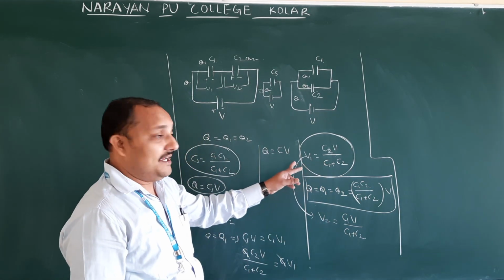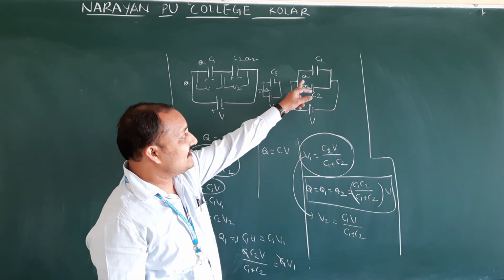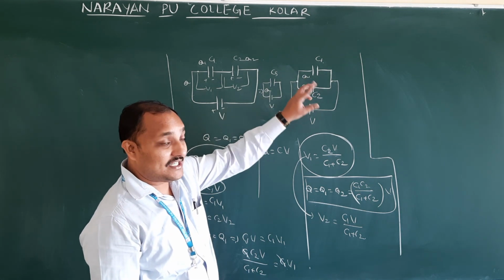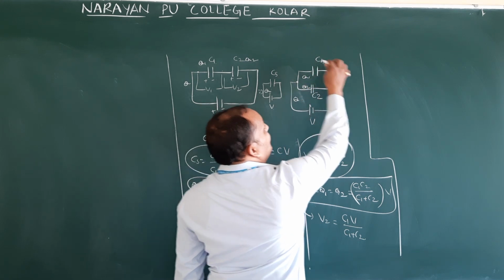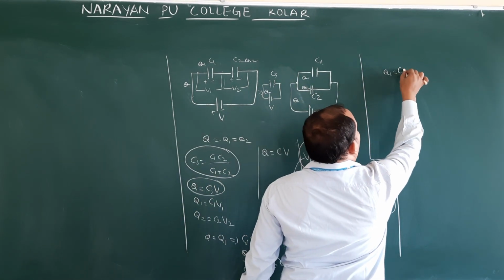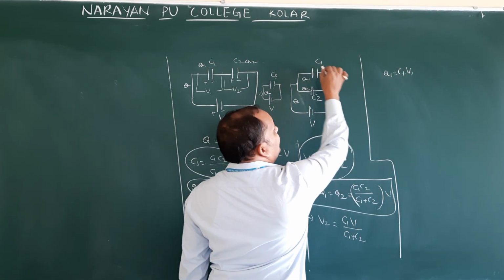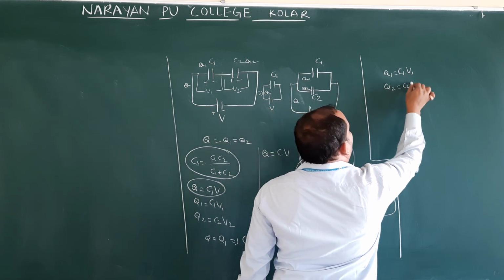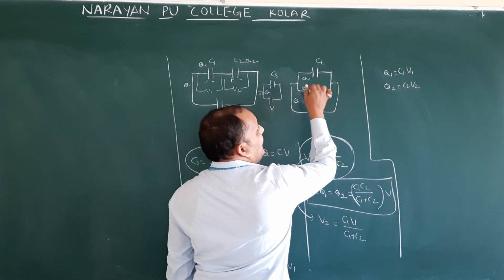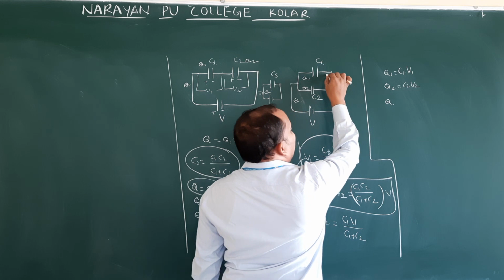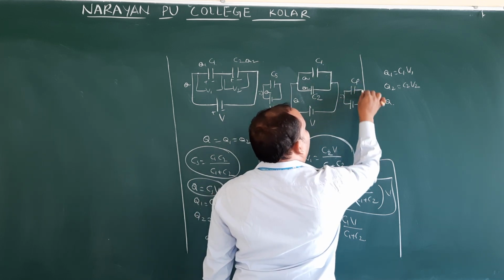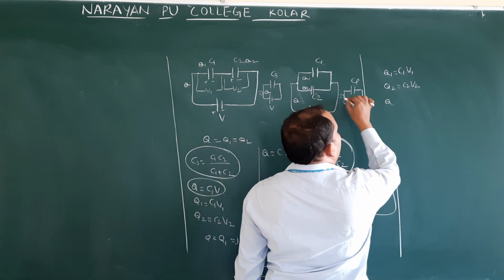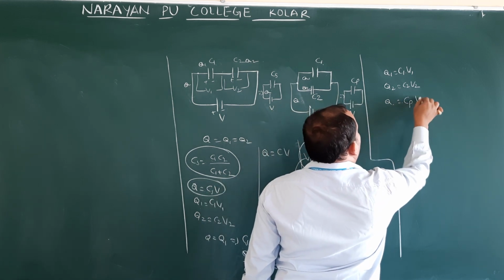So now we will see parallel. Parallel means what is different? Charge is different, but what is same? Potential is same. V is same. Then how will we write the formula? Q1 is equal to C1 V1. I am writing from this. Q2 is equal to C2 V2. So Q is equal to, whenever resultant capacity, that is nothing but Cp, and this is V, then Q is equal to Cp into V.